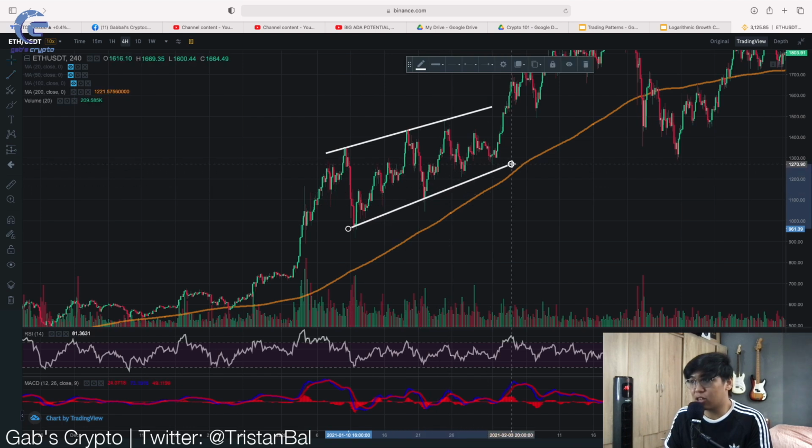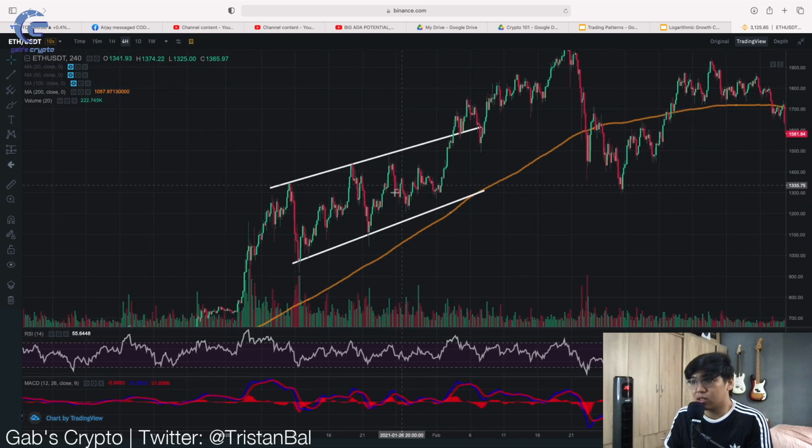So, makita mo na meron tayong rising channel dito. So, this would mean na makukuha natin yung move by getting off this channel. So, if na-break natin siya to the upside, then this would mean na aakyat yung price. Pero if na-break siya to the downside, then this would mean pababa siya.